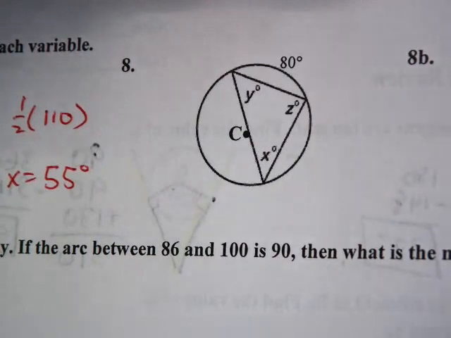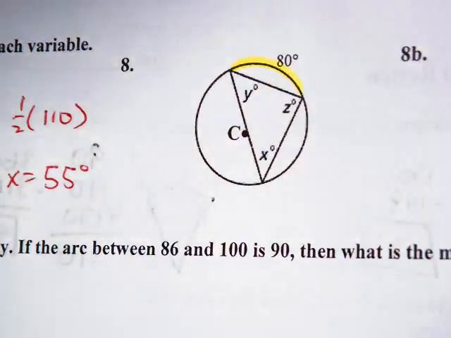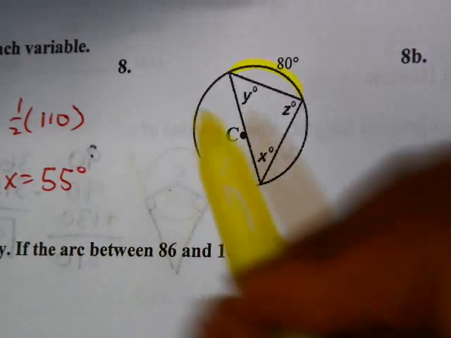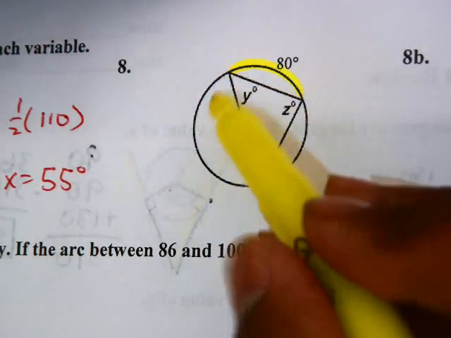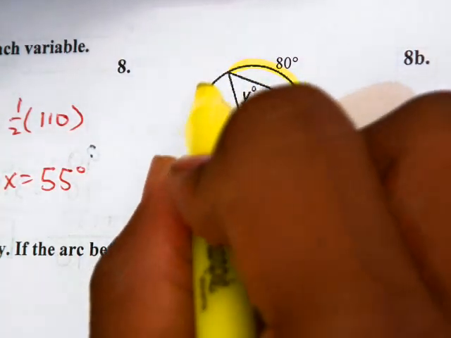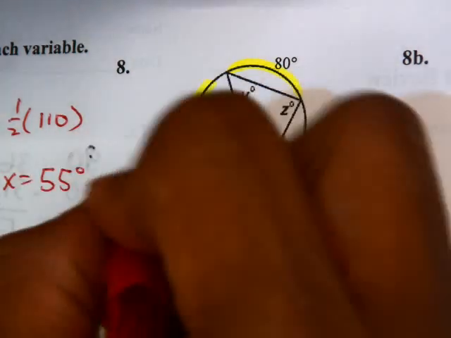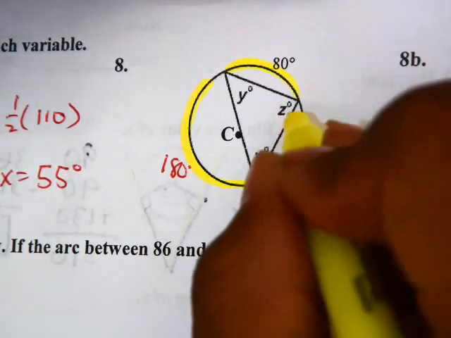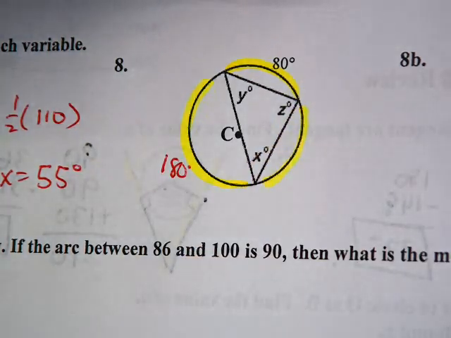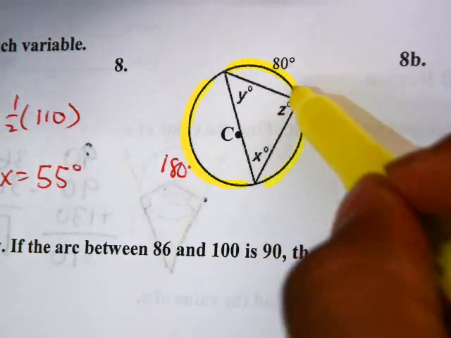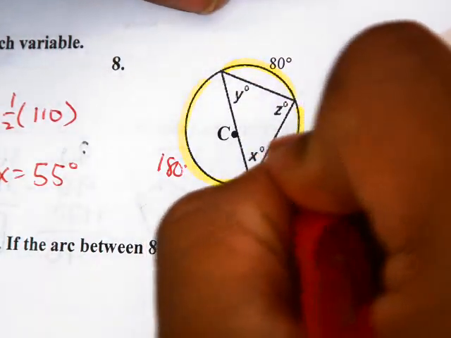In number 8, they tell me this arc is 80 degrees. In this triangle, this line goes through the center of the circle. That's what the C and the dot means. So this arc should be half a circle, in our case, 180 degrees. And this arc, well, this is also 180 in here. This uses up 80, so this arc only has 100 degrees left over.